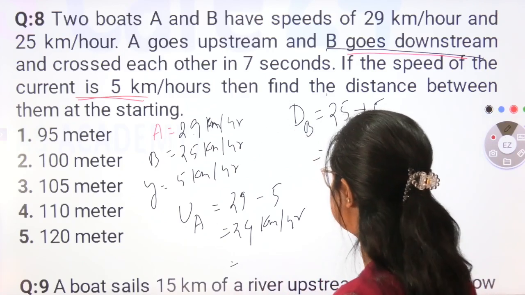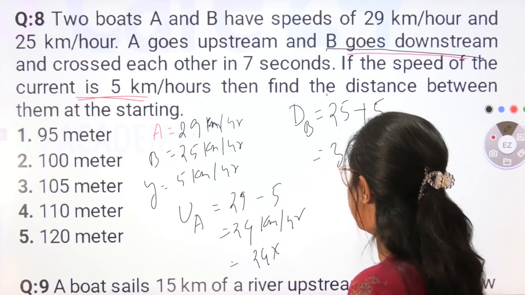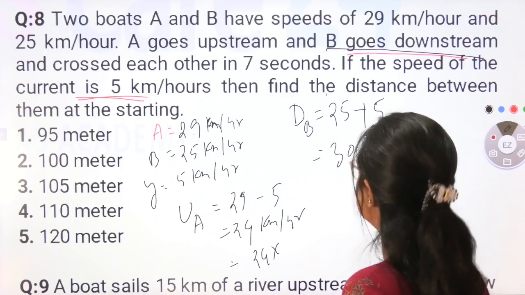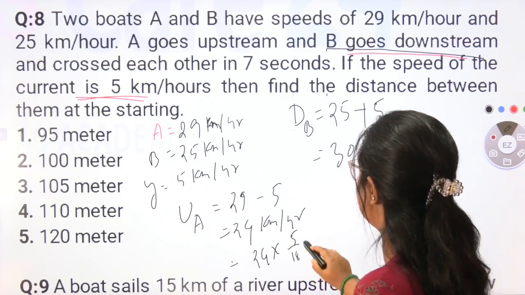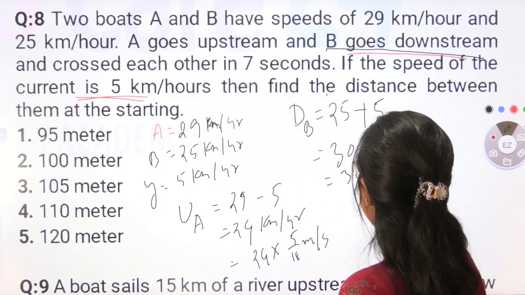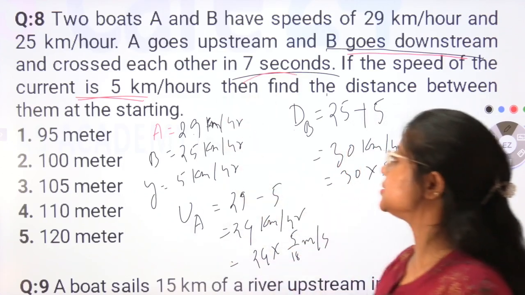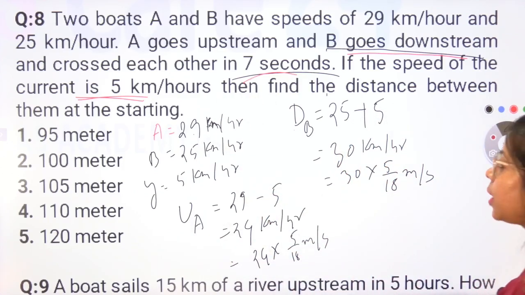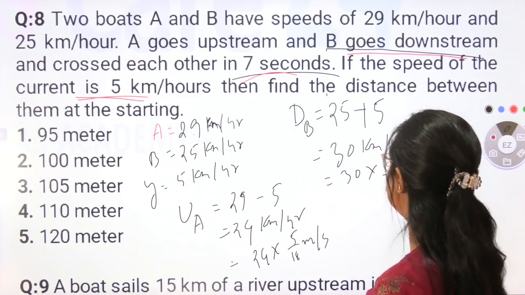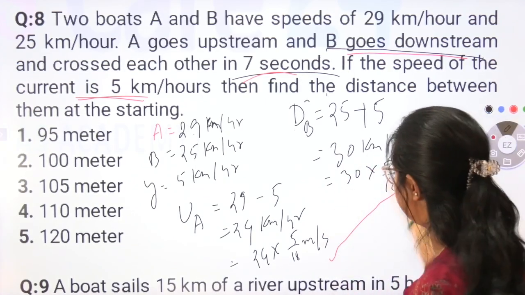So if I convert this into meter per second, 24 kilometer per hour, so into 5 by 18 meter per second, and this 30 is also into 5 by 18 meter per second. Why am I converting this to meter per second? Because my time is in seconds. Okay, and they have crossed each other. So I know that if they cross each other in 7 seconds, then distance would be how much? So till here understood? Fine. Okay, so I'm moving forward.